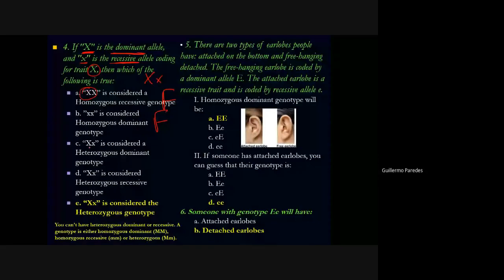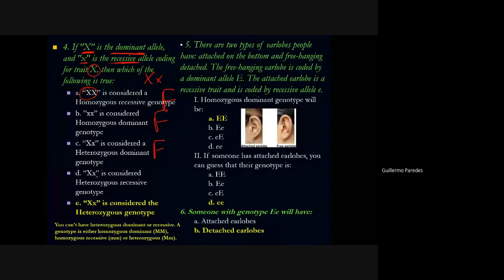Heterozygous, capital X, lowercase x, is considered a heterozygous dominant genotype. True or false? False. When you say heterozygous, you say heterozygous, period. There does not exist heterozygous dominant or heterozygous recessive. It's just called heterozygous, period.